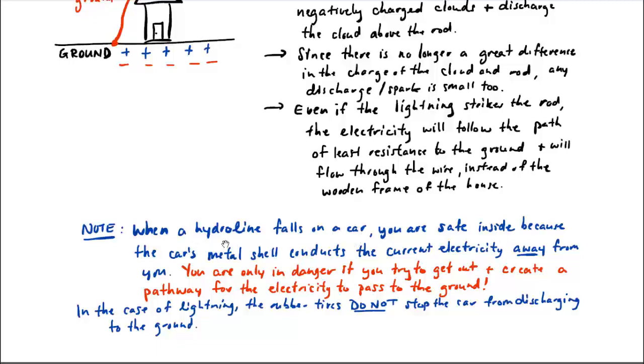The reason that your car doesn't burst into flame or get super hot or anything like that is that if it's current electricity touching your metal car and it conducts it away from you, there's no path to ground because of the rubber tires. But in the case of lightning, the rubber tires do not stop the car from discharging to the ground. If the lightning, which is static electricity, can jump a few miles from the sky to your car, then the foot down to the ground is not going to stop it.